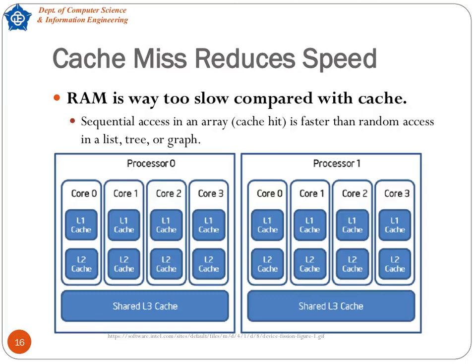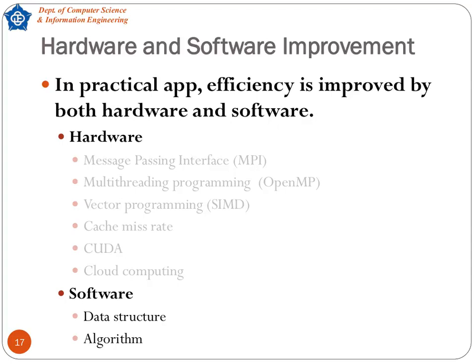Building on our earlier look at cache hierarchies and memory access costs, this slide shows how real-world performance gains come from both hardware and software improvements. On the hardware side, we leverage MPI for distributed process parallelism and OpenMP for multi-threading. Apply SIMD vector instructions to crunch multiple data elements at once, tweak memory behavior to reduce costly cache misses, and tap into specialized resources, from GPU acceleration with CUDA to elastic, on-demand cloud instances.